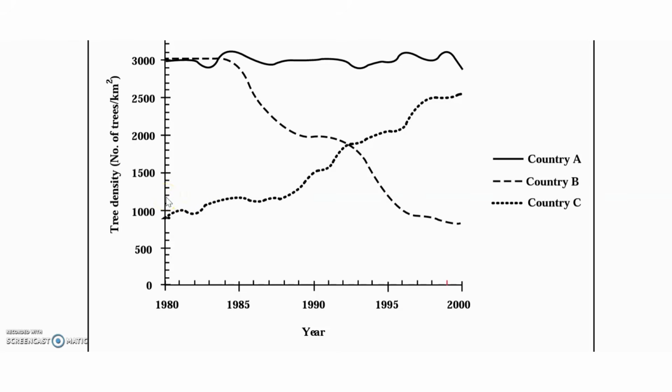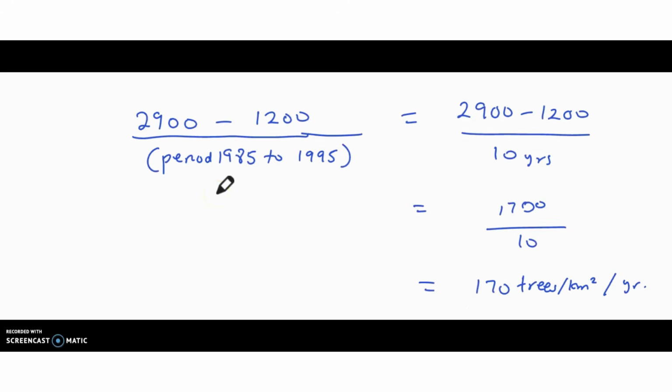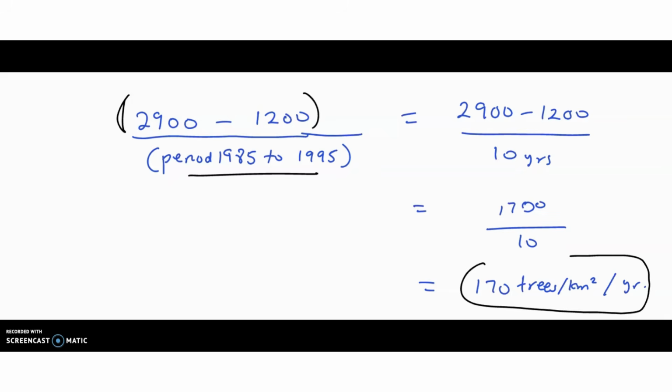So within a 10-year period, let's go through that calculation quickly. From the information that we have here, 2,900 was the value for the year 1985, and 1,200 was the value for the year 1995. So 2,900 minus 1,200 over 10 years will give you 1,700 divided by 10, which is in fact 170 trees per square kilometer, because that's the unit here for the numerator, per year.